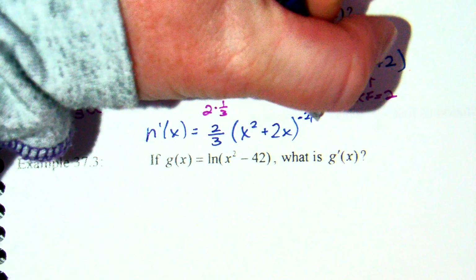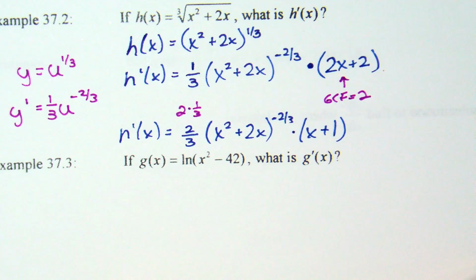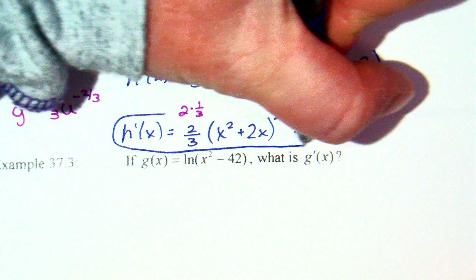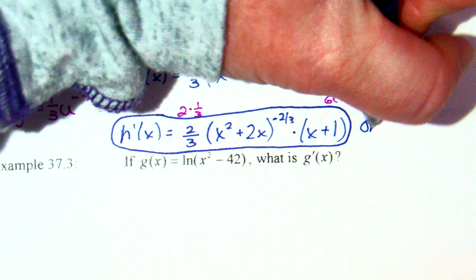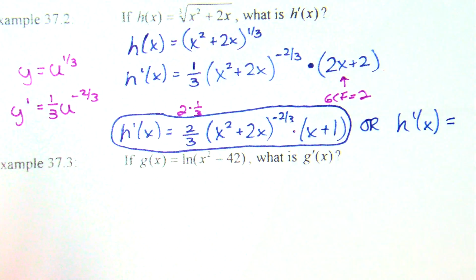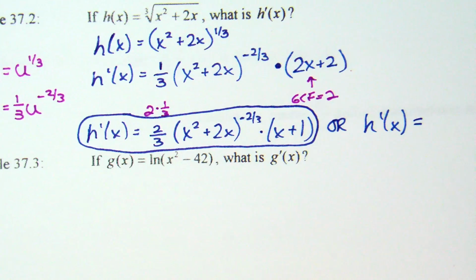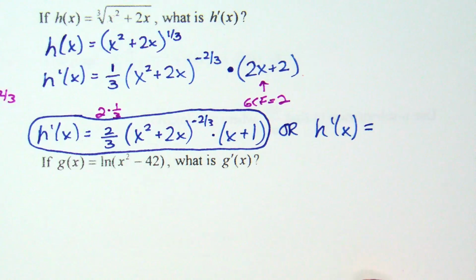Okay, what do you see on example 3? My outside function is the natural log of something, right? So you can think the natural log of u. What's the derivative of the natural log of u? Over here in my side notes, y prime is 1 over u. So let's go back into the actual function. G prime of x, the derivative of the natural log of x squared minus 42. The derivative of the natural log of something is 1 over something times the derivative of something. What's the derivative of my something? 2x. Okay, how can I rewrite this? You can put the 2x on top, and it's 2x over x squared minus 42.